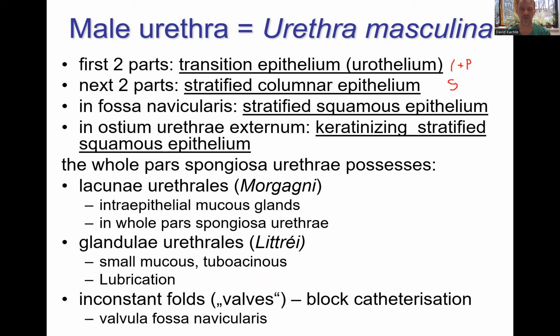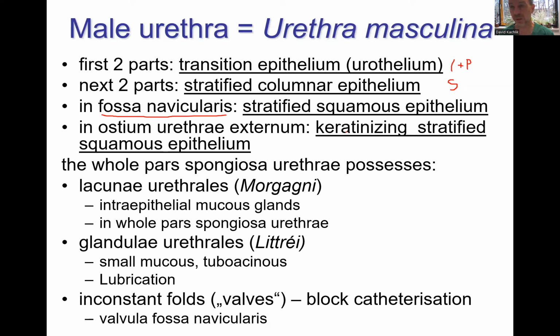So in the navicular fossa, it changes into stratified squamous non-keratinizing epithelium, and when it gets on the surface of the glands through the external orifice, it changes into keratinizing stratified squamous epithelium. So there are 4 types of epithelium in the male urethra, of different length.